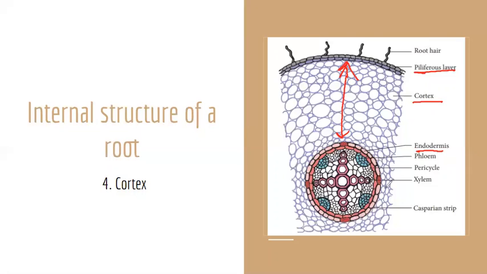As you can see, these two layers, this one the epidermis and this one the endodermis, which surrounds the vascular bundles, later on is going to help create the root pressure for the plant. Anyway, the cortex is made up of loosely packed, thin-walled parenchymal cells.